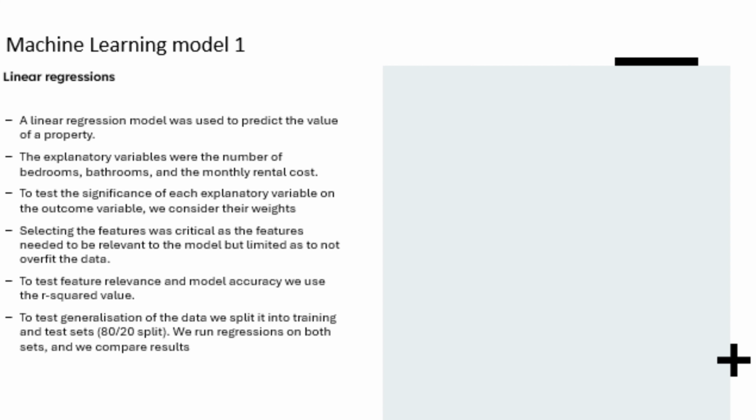Feature selection is a critical step in this process, as it considers the variance bias trade-off. The number of features selected in the regression was limited to reduce the risk of overfitting the model. The features that were selected are also highly correlated with the outcome variable to improve the accuracy of the model. The model is evaluated using metrics like the mean squared error and the R-squared value to test the accuracy and feature relevance. The data is also split into training sets and test sets with an 80-20 split to evaluate the generalization of the data.